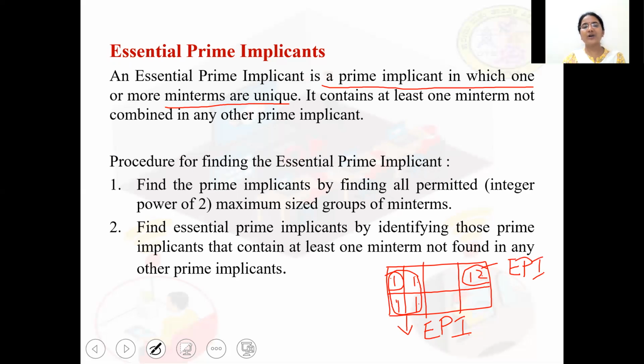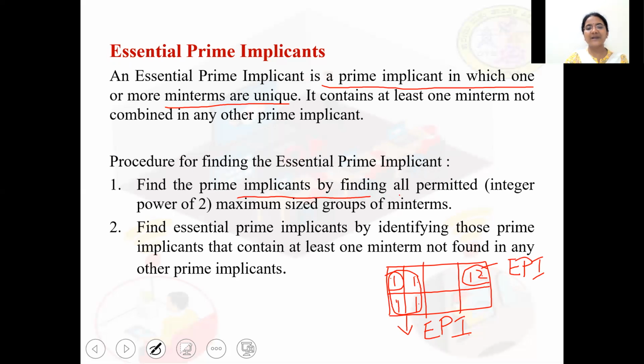We call a prime implicant essential whenever the prime implicant consists of at least one unique minterm in it, and that minterm should not be combined in any other prime implicant. And this is the procedure that we have to follow while finding the essential prime implicants.